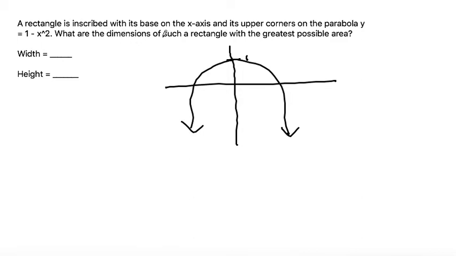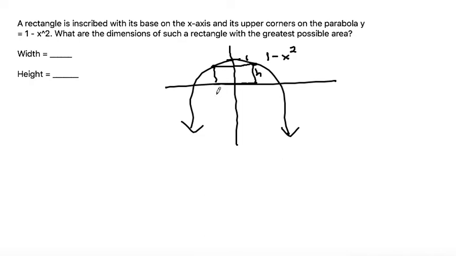And to draw a rectangle with its upper corners on this parabola would look something to the effect like this. So the height of this rectangle would be here, and it would basically be the y value, which would be the 1 minus x squared value.